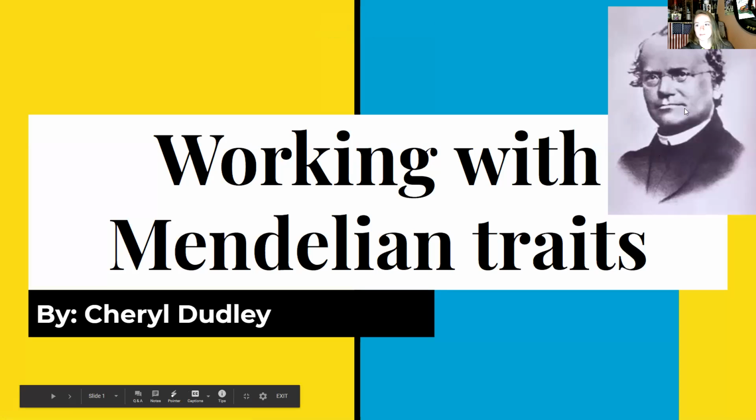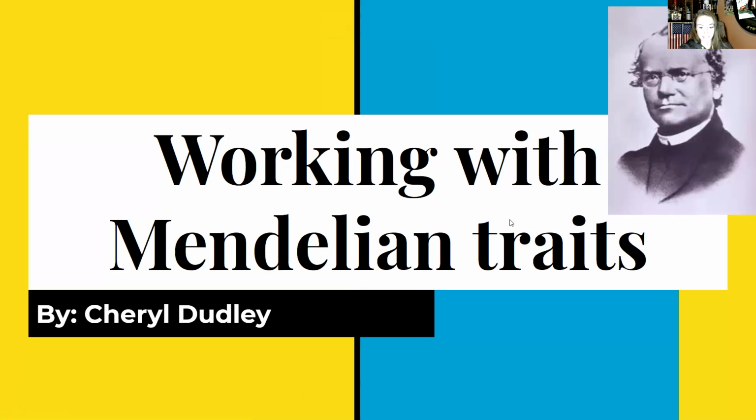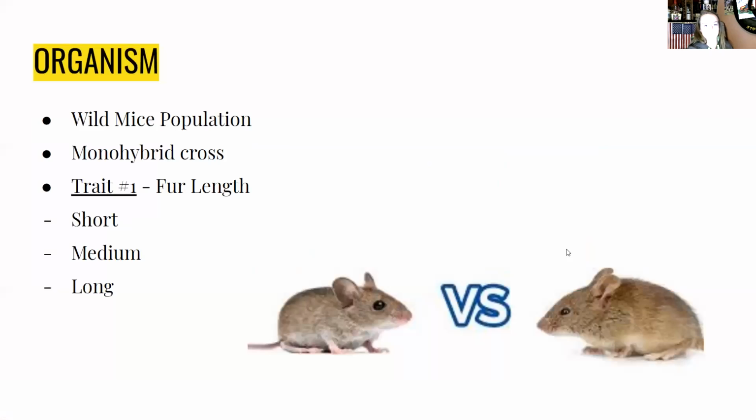For the past couple of weeks, we have been working primarily with Mendelian traits and crosses. The organism that I was assigned was the wild mice population, and within this population, we only have one trait, that trait being fur length. Since we only have one trait, we are going to be doing monohybrid crosses. As you can see here, this one trait has 3 different outcomes, which should automatically key us in that we are working with multiple alleles. The 3 different outcomes for our fur length are short fur, medium fur, and long fur.